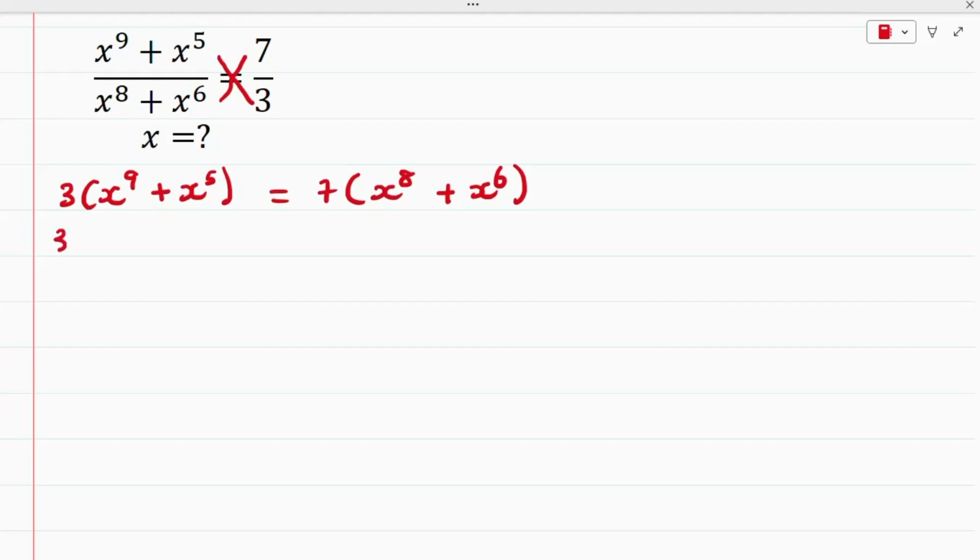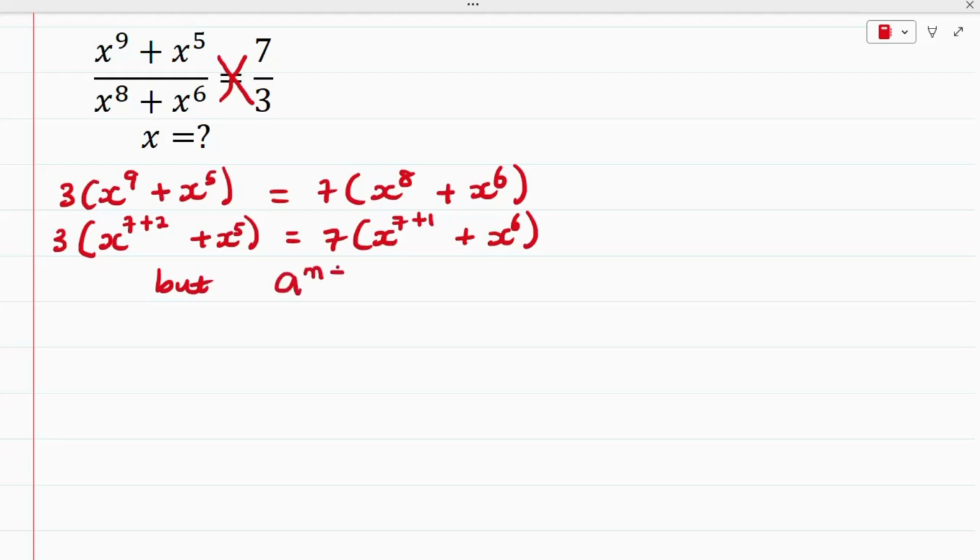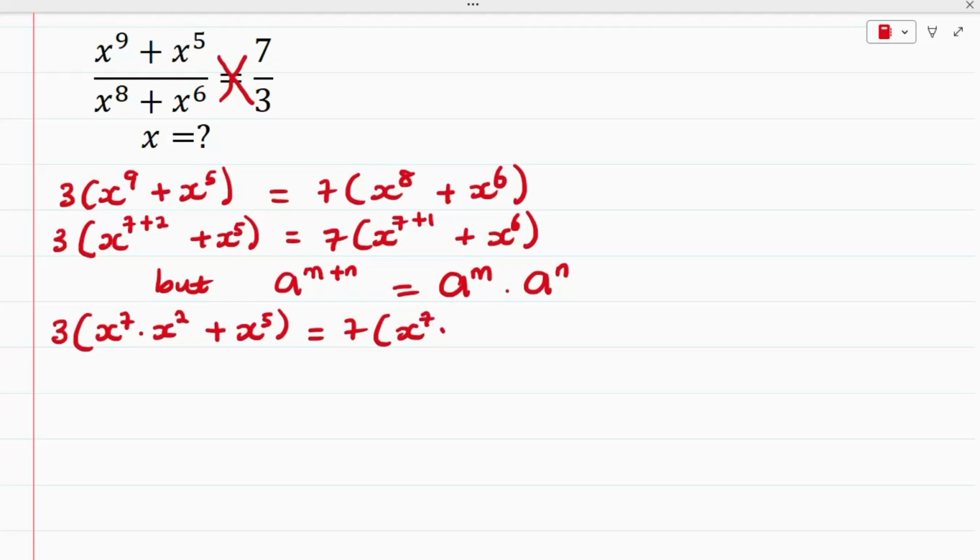Alright. Now we have 3 multiply x raised to the power of 9, which can be expressed as x raised to the power of 7 plus 2, plus x raised to the power of 5, and this is equal to 7 multiply x raised to the power of 8, which can be expressed as 7 plus 1, plus x raised to the power of 6. But we know that a raised to the power of m plus n is equal to a raised to the power of m multiply a raised to the power of n. So we have 3 multiply x raised to the power of 7 multiply x raised to the power of 2 plus x raised to the power of 5, equal to 7 multiply x raised to the power of 7 multiply x raised to the power of 1 plus x raised to the power of 6.